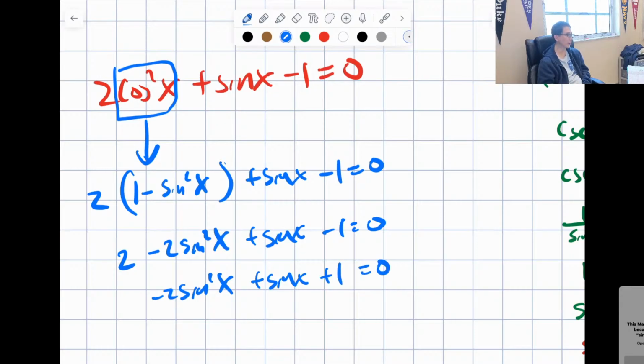Now here's a quick way to do it. I don't like my leading coefficient to be negative. There's a way around it. How do I do it? Two ways. I can move everything to the right side, or I can multiply everything by negative 1. Because that's going to be 2 sine square of x minus sine of x minus 1 equals 0. Now it becomes manageable, right? That's the same question as before, factor.